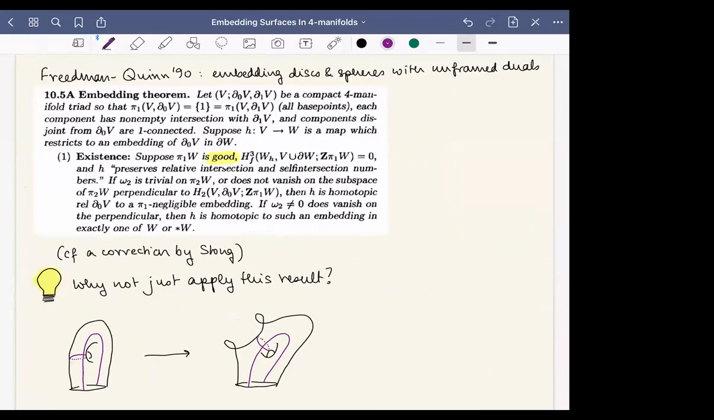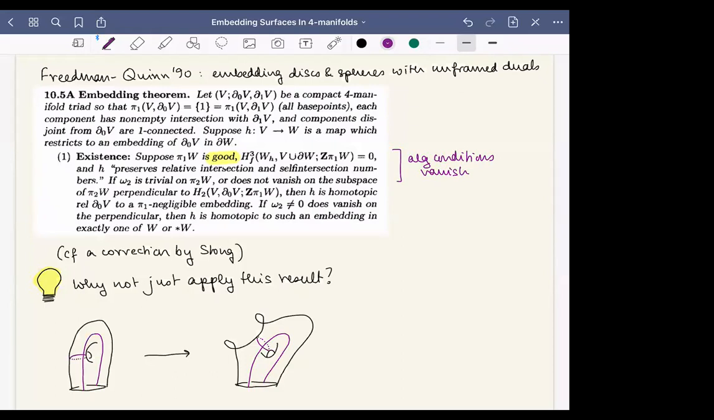Just a note on some previous work. The closest result to this in the literature comes from Friedman and Quinn, not surprisingly. This is in chapter 10 of their book. This is kind of difficult to parse, but let me try to parse it for you. This is a screenshot from the PDF of their book. So here you should really think about this part as saying that the algebraic conditions vanish. And the Kervaire-Milnor invariant is also in there somewhere.